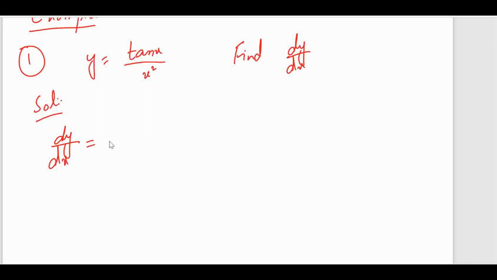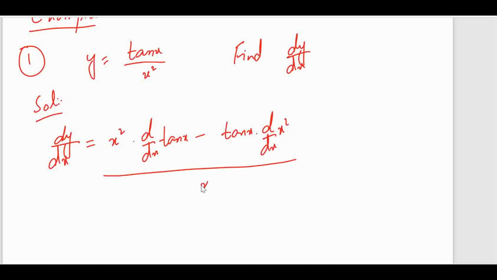So here we go: x square first into derivative of second, minus second into derivative of first, all divided by the denominator square. Now this will be equal to x square, and the derivative of tan x is secant square x, so secant square x, minus tan x into 2x, because the derivative of x square will be 2x, and then we have x to the power 4 in the denominator. This will be the final answer. We can simplify it further, but I think this should be the final answer. And let's move to another example.